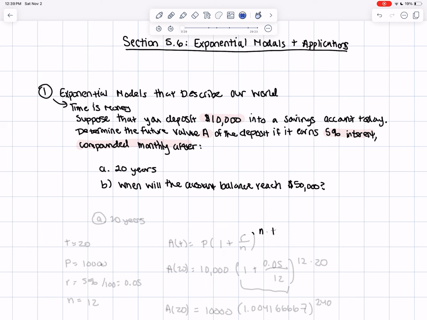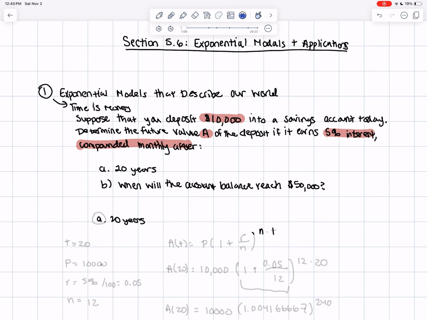It says, suppose that you deposit $10,000 into a savings account today. Determine the future value A of the deposit if it earns 5% interest compounded monthly after 20 years. Okay, so let's highlight all of our important information. They give us a deposit of $10,000, determine the future value A, 5% interest, and compounded monthly.